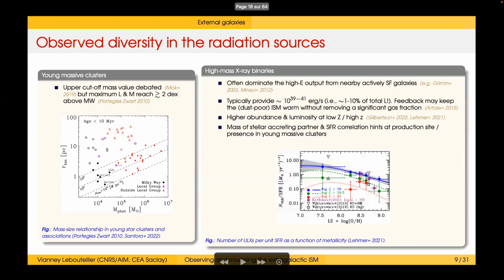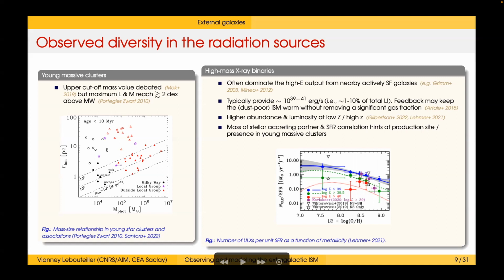In such massive clusters, you might find high mass X-ray binaries. They have received little attention, although they are very important because they often dominate the high energy output from nearby actively star-forming galaxies. They will typically provide about 1 to 10% of the total luminosity. It's especially important in the metal poor, dust poor ISM because the feedback may keep the ISM warm without removing a significant gas fraction. What's interesting also is that there is a higher abundance of such sources, and they are more luminous at low metallicity and also at high redshift, the redshift dependency being probably a metallicity dependency.